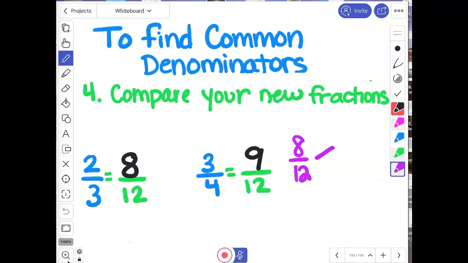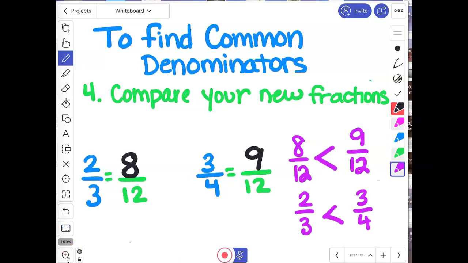8/12 is less than 9/12. So 2/3 is less than 3/4. Pause and write that down. I compared the new fractions that were easy to compare because they had the same denominator. And whatever that comparison is, it's true of the original numbers, the original fractions. Pause and write it down.